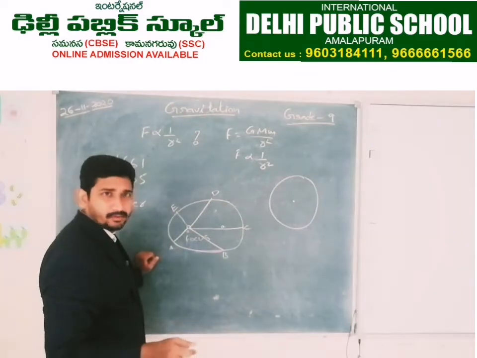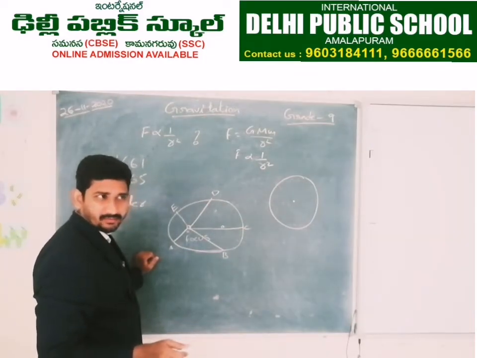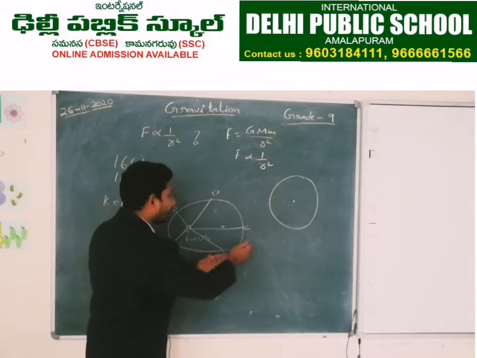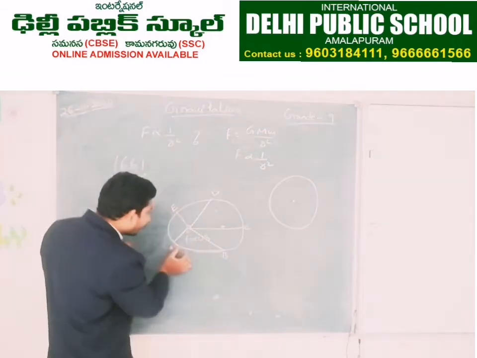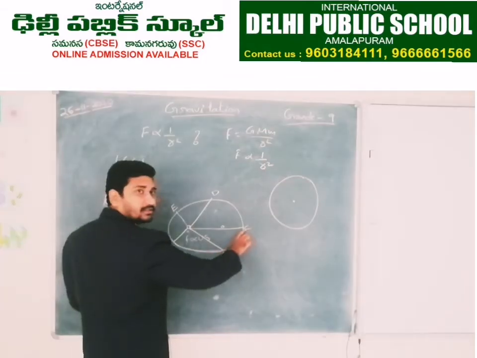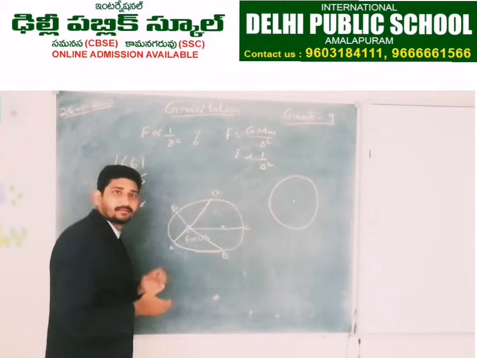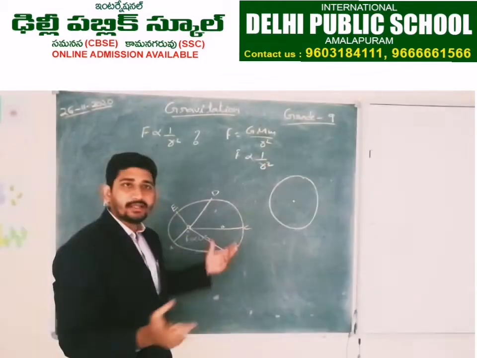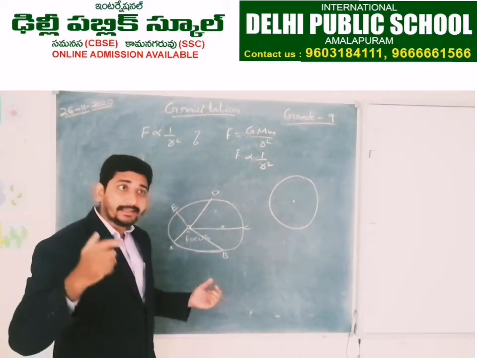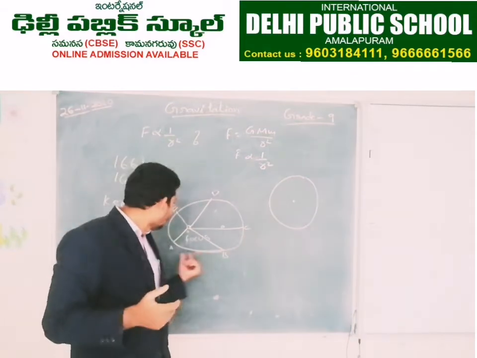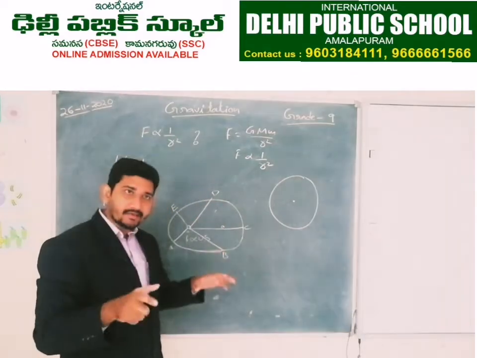Is it possible? Why is it not possible? See here, distances are different. Here to here it is a big distance, small distance, somewhat big distance, small distance, small distance. Distances are not equal, but the earth is covering this much distance, A to B, B to C, C to D, in equal intervals of time.